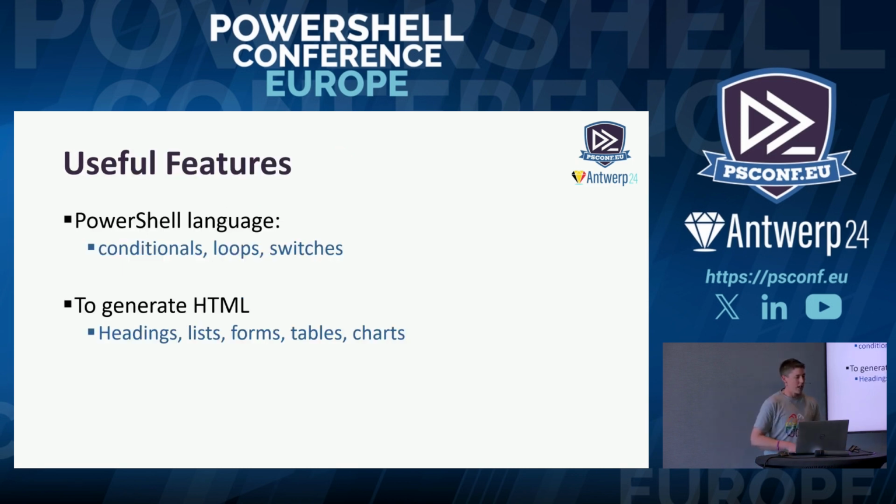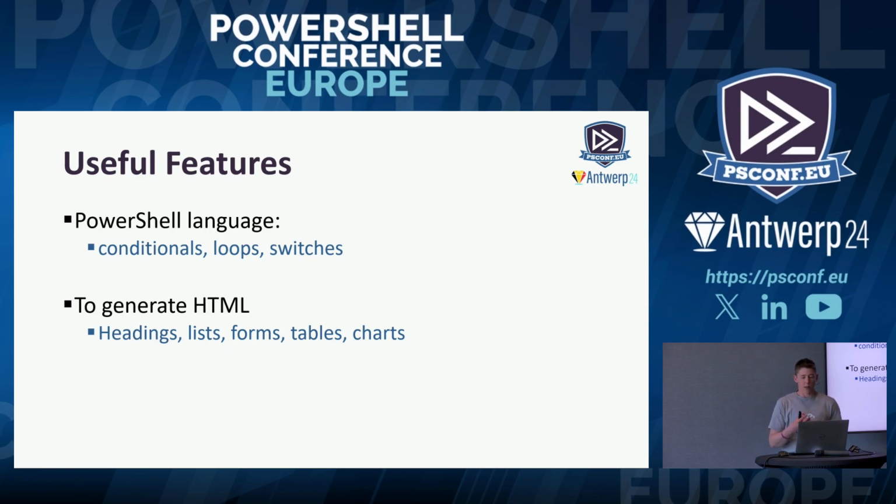What's super cool is we get to use useful PowerShell features to make creating the HTML easier. So things like conditionals, loops, and switches, we can decide based on certain conditions whether we're going to output that HTML or not, right? Like I only want to display all of the failed jobs if there were failed jobs. Otherwise, don't give me a table with nothing.